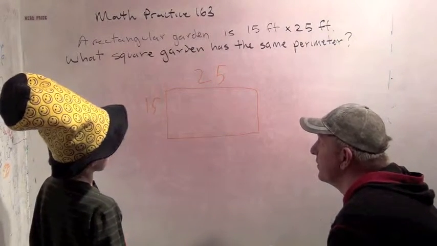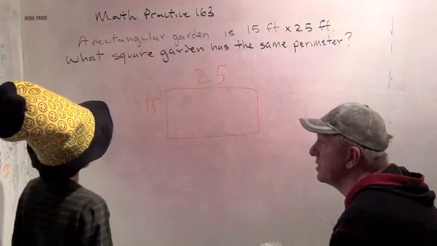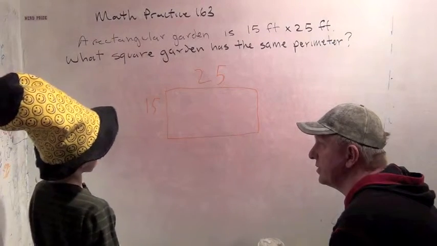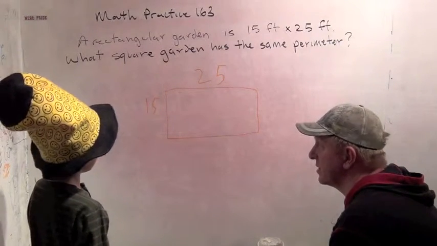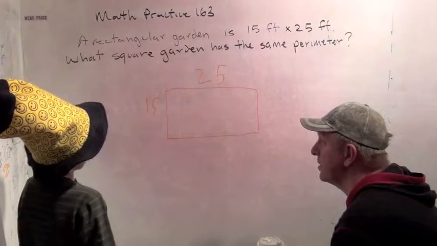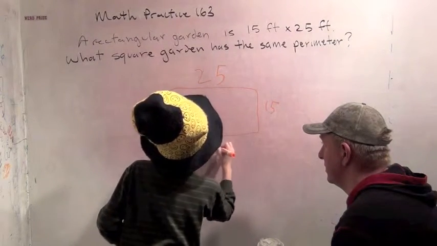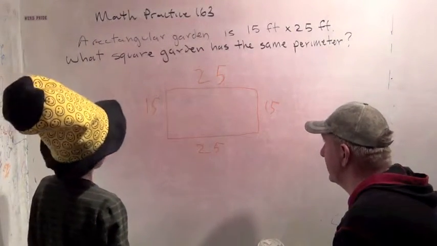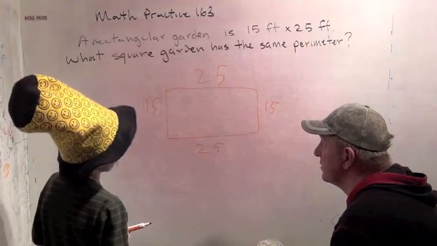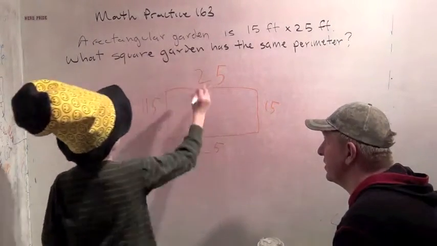So what is the problem asking? What square garden has the same perimeter? But first we need to figure out what the perimeter is. That sounds like a good idea. What is the perimeter? Well, there's 15 over here, so we need to do 30 plus 50. Where did the 30 and 50 come from? From these two: 15 plus 15 and 25 plus 25.